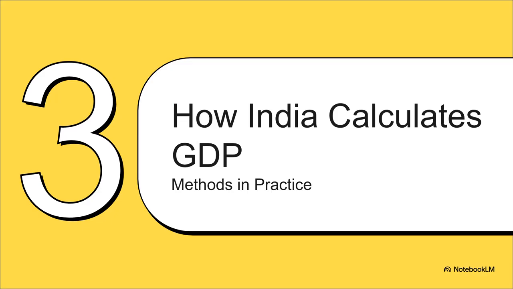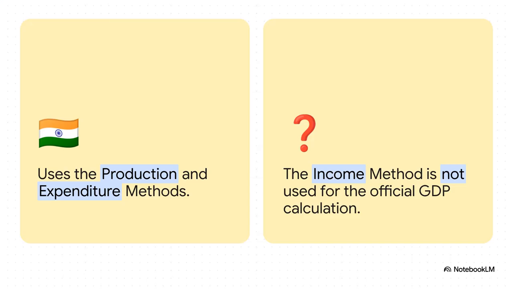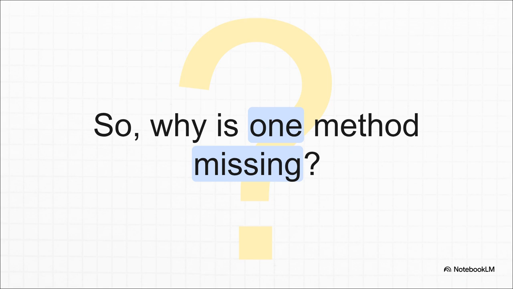Okay, so those are the three methods in theory. But how does this stuff work in the real world? Let's bring it back to our case study and see how India actually puts these ideas into practice. So when we look at India's official calculation, something kind of stands out. It uses the production method and the expenditure method, but that third path we just talked about, the income method, well, it's missing.